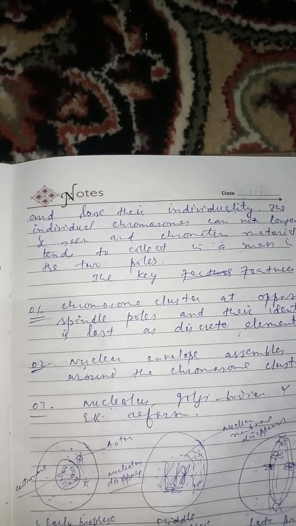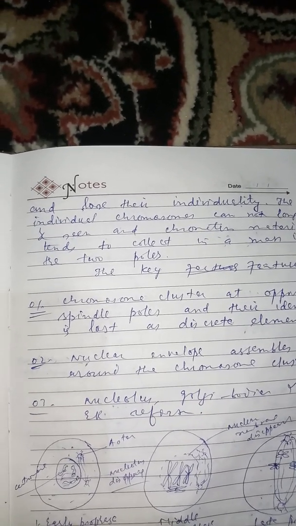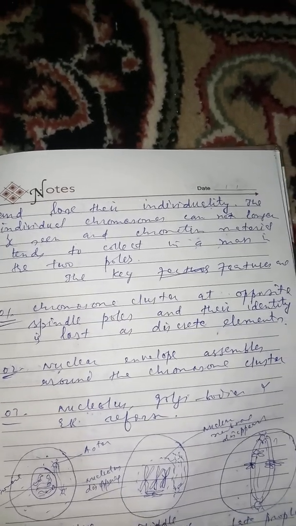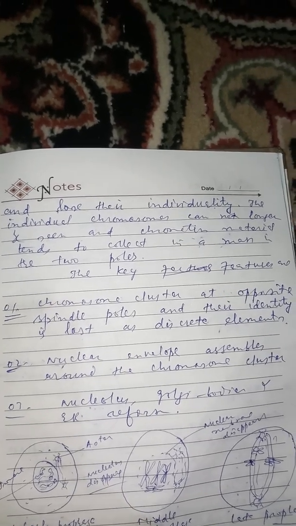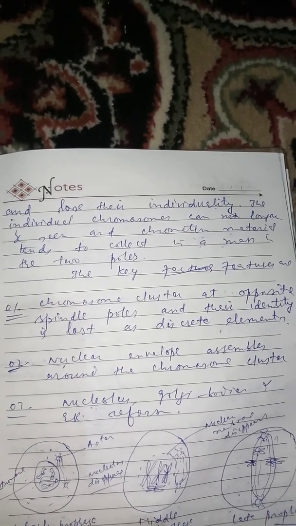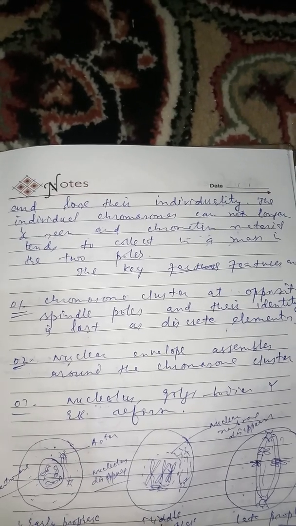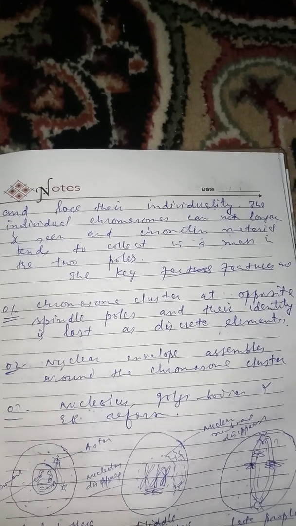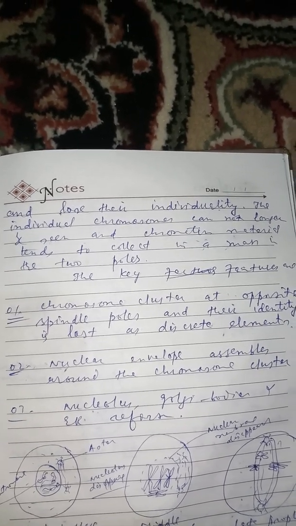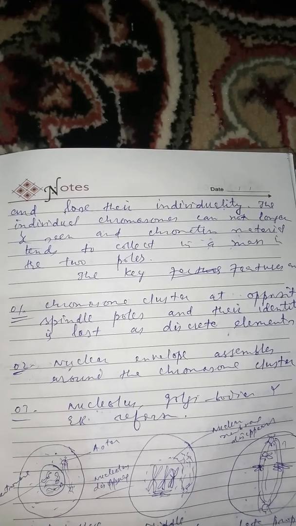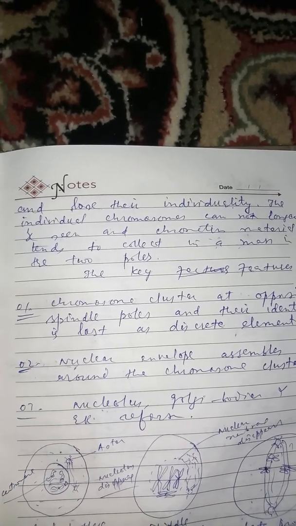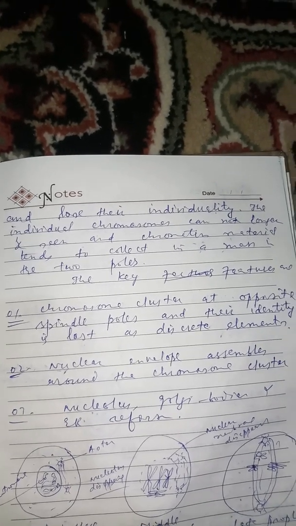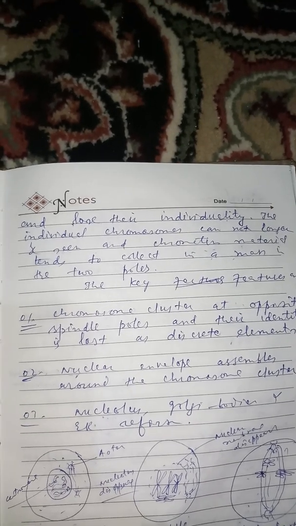So what are the key features which occur in telophase? Number one, the chromosome clusters at opposite spindle poles and their identity is lost in discrete elements. Firstly, the condensation of chromosomes is lost, their individuality is lost. And secondly, the nuclear envelope which had been lost during prophase now again gets assembled around the chromosome cluster near the poles.